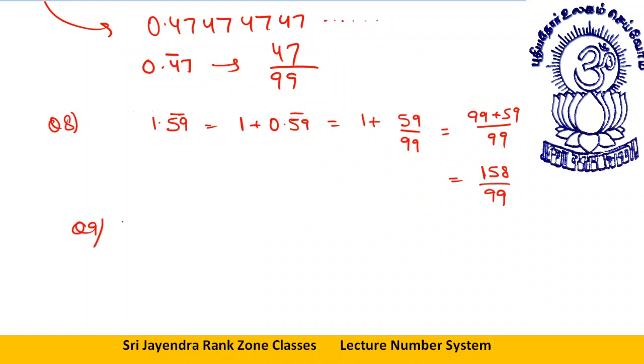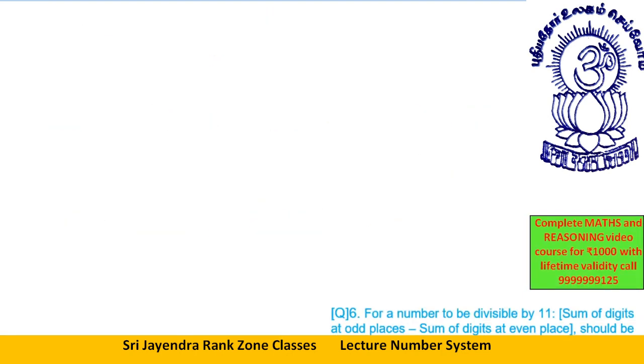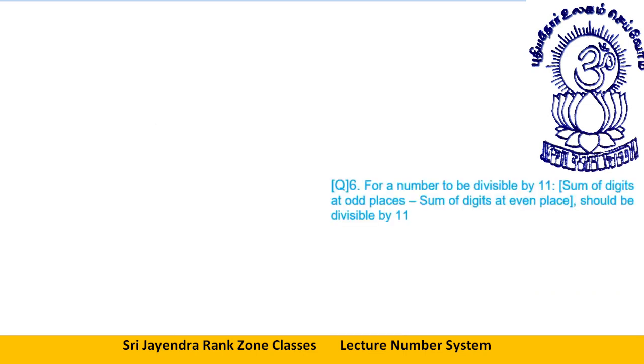Question number 9. 0.417 bar. How will we do it? Double nine, then 0, then 417 minus that part which does not contain the bar. So it becomes 413 by 990. Okay. Next.